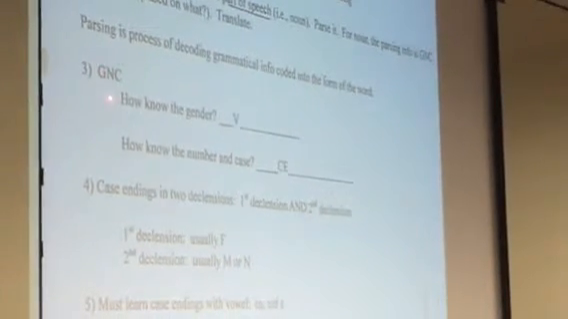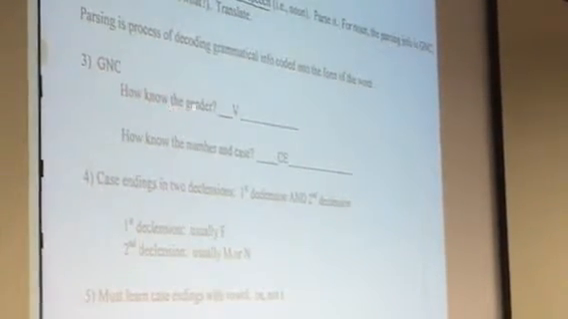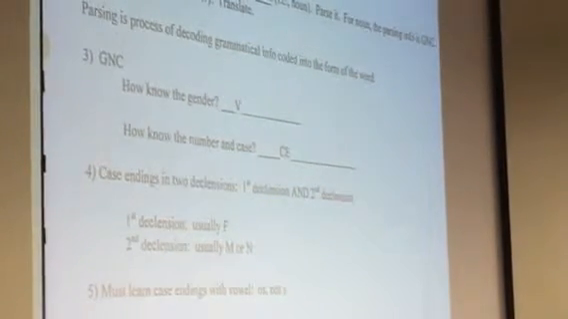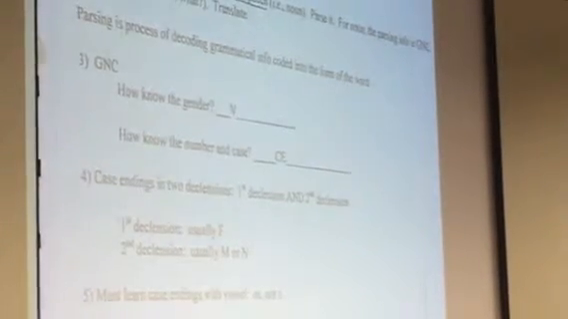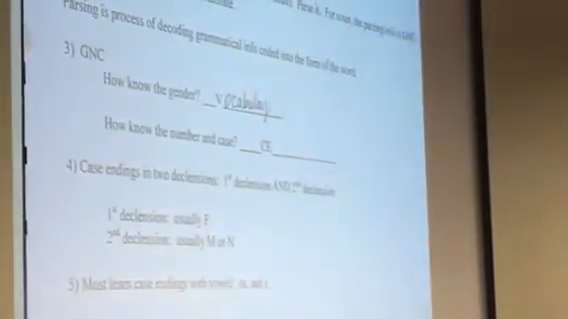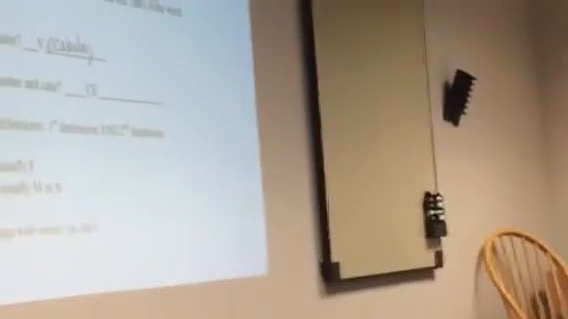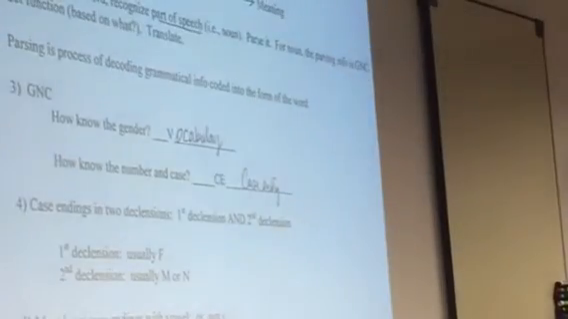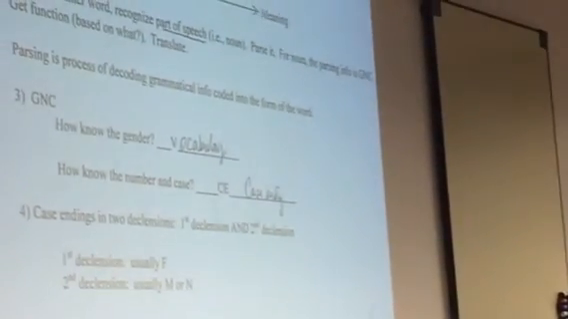All right. Okay, got a question for you down here. How do you know the gender? Here's my hint. It starts with a V. How are you going to know the gender of a word? Vocabulary. Outstanding. That's it. All right. You don't know the gender or the number based on the case. That's something totally different. How are you going to know the number and the case? Case ending. Yeah, case ending. All right, not from the vocabulary, although the vocabulary will help you identify where that case is.